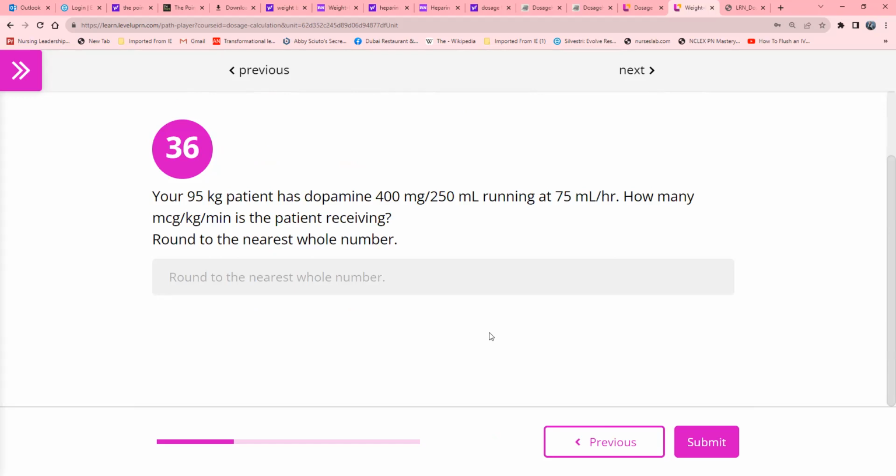Oh, geez, they want to know how many micrograms. Okay, so we got to start with a couple of things here. They're asking for micrograms per kilogram per minute. So you know that you have a given here, all right? What you have available is 400 milligrams in 250 mLs. So how many micrograms do we have in 250 mLs?